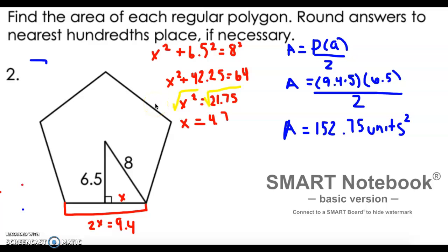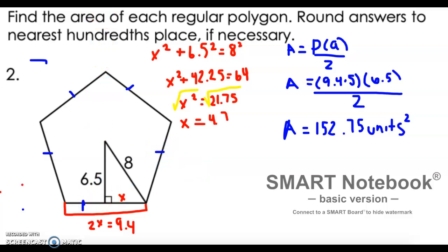Okay, the directions here say find the area of each regular polygon. Round answers to the nearest hundredths place if necessary. So remember, a regular polygon means that all sides are congruent. So we could mark that on here. Just put one congruence marker on each side.